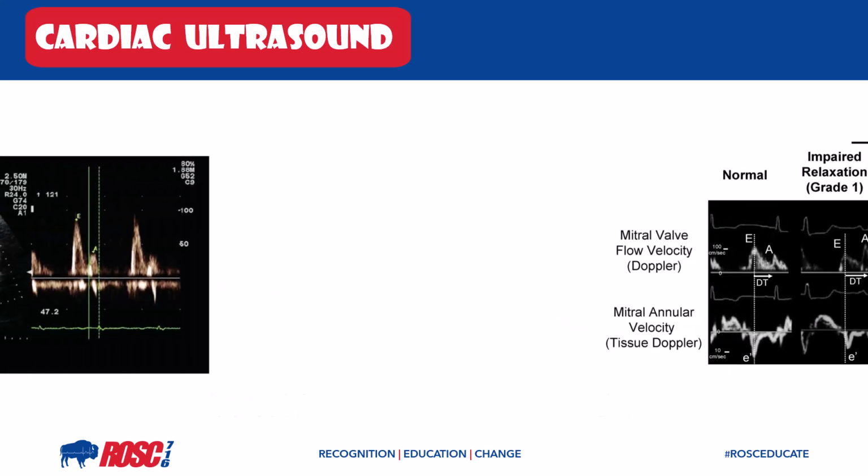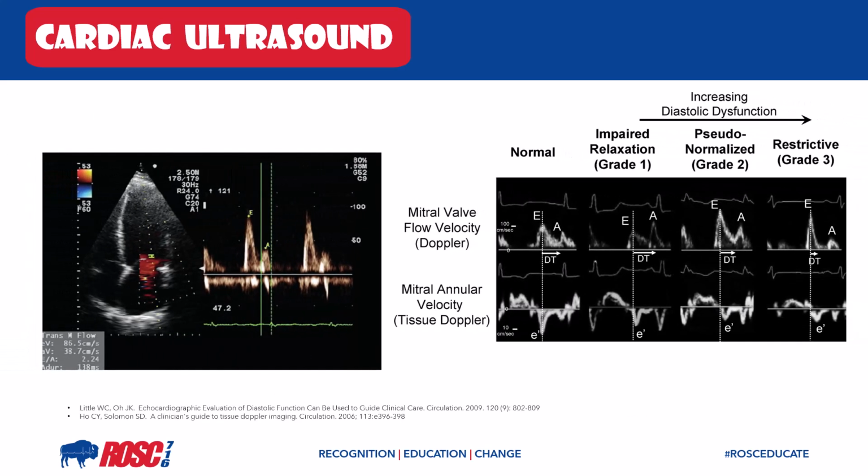So how do we assess diastology with echo? Briefly, we're going to obtain a 4 anterior chamber view. We're going to turn on our pulse wave Doppler.